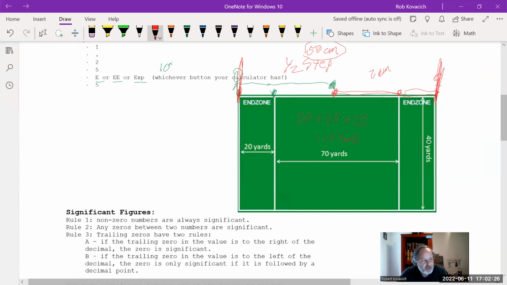How accurate is my measurement? Well, it's off by plus or minus 50 centimeters. Well, this guy was only off plus or minus 2 centimeters. Well, all that matters is the worst measurement. And that's what significant figures is about. The worst measurement is as accurate as my answer could be.